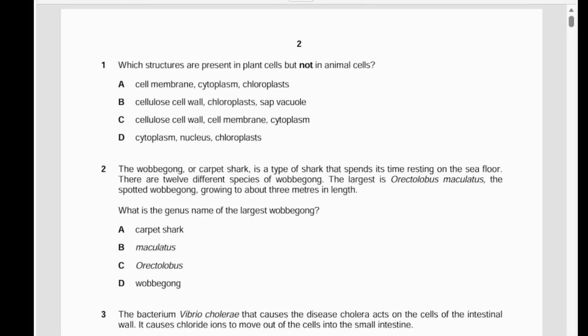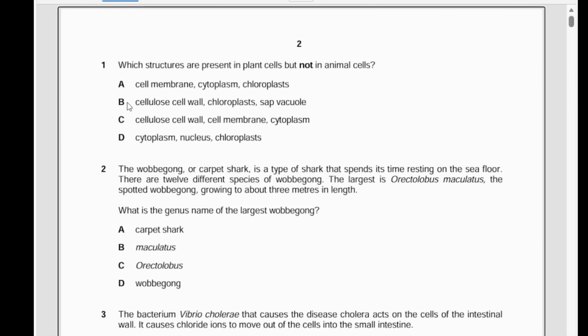The question number one, this is variant one. Question number one is, which structure is present in plant cell but not in animal cell? Cell wall, vacuole, a big vacuole is absent. So answer is B.